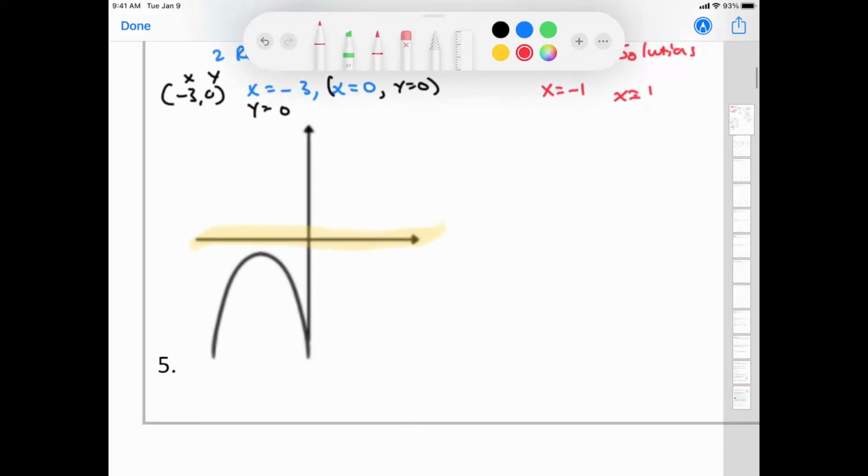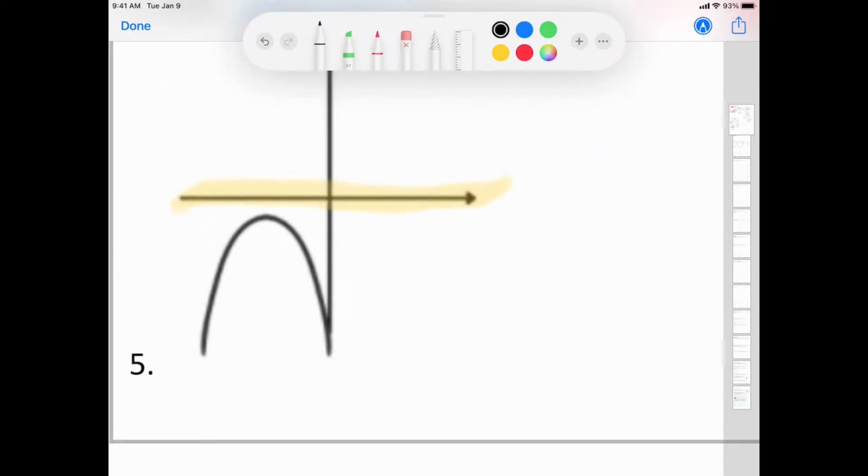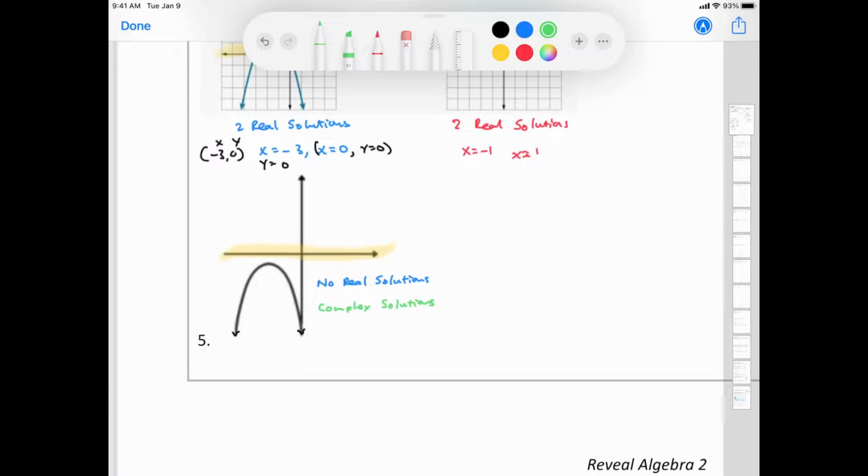Okay, let's look at number 5. I put this graph in there. Let's go ahead and add some arrows there. My question is, does it touch the x-axis? It does not. So we can do a couple of things here. We can say there are no real solutions. No means that there are none, or 0 real solutions. What we're going to learn later on is that we're going to have something called complex solutions. Okay, and let's draw number 6.